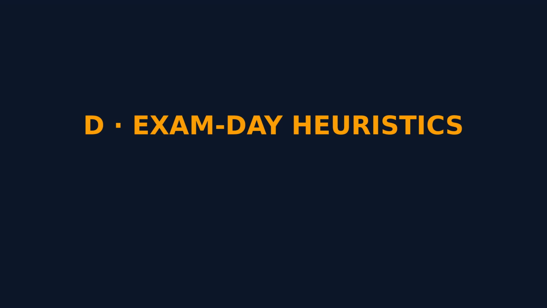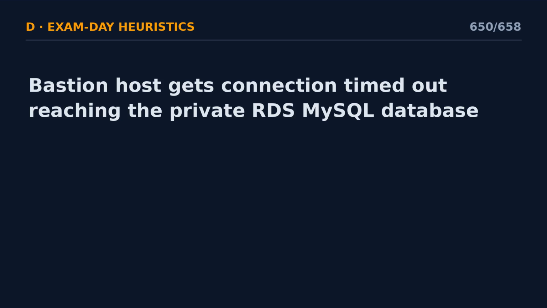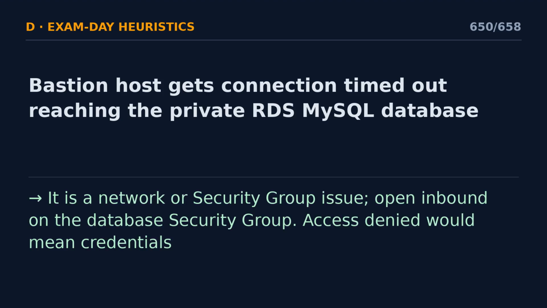Section D. Exam Day Heuristics. Bastion host gets connection timed out reaching the private RDS MySQL database. Answer: it is a network or security group issue. Open inbound on the database security group. Access denied would mean credentials.